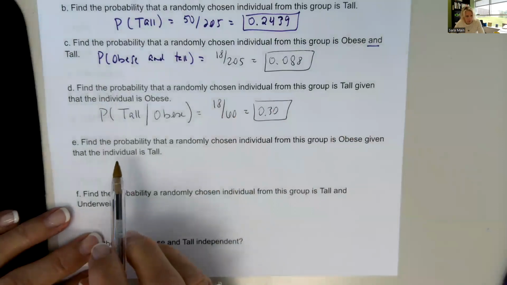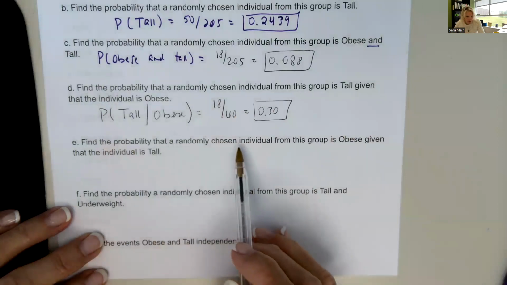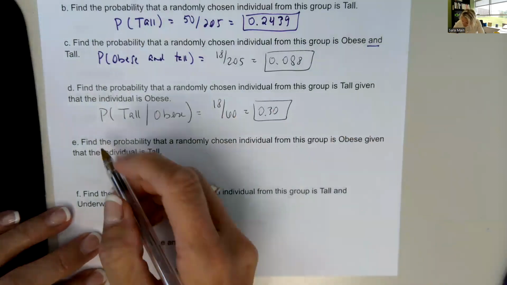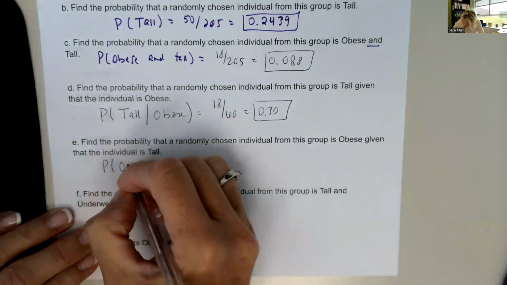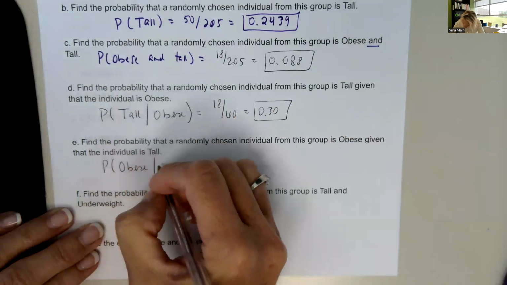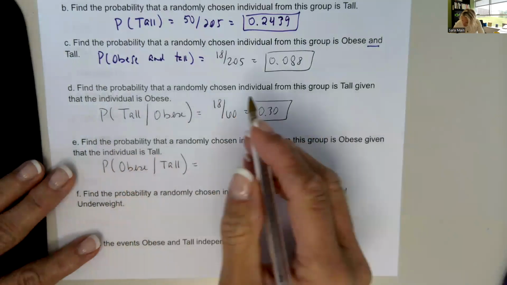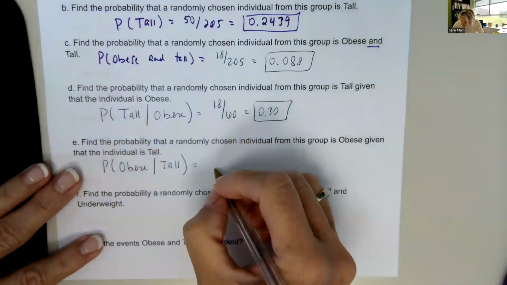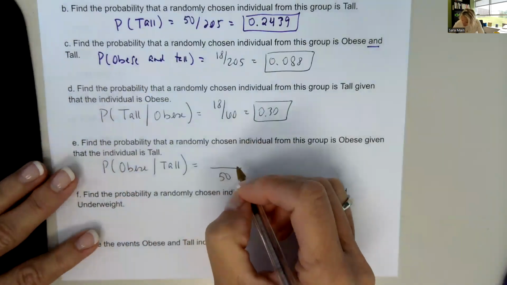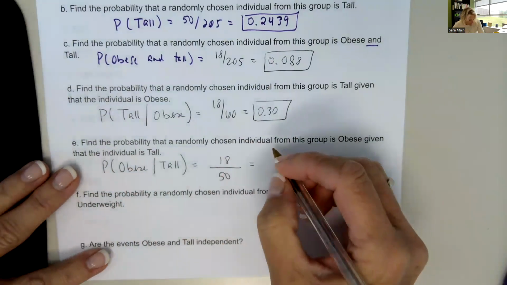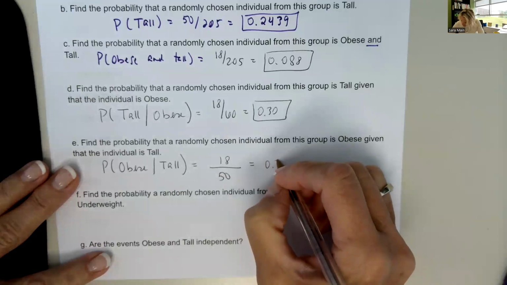Okay, what about the other way around? Find the probability that a randomly chosen individual from this group is obese, given that the individual is tall. So the probability of obese, given that they are tall. Out of the 50 that were tall, 18 of them were obese. So this comes out to be 0.36.